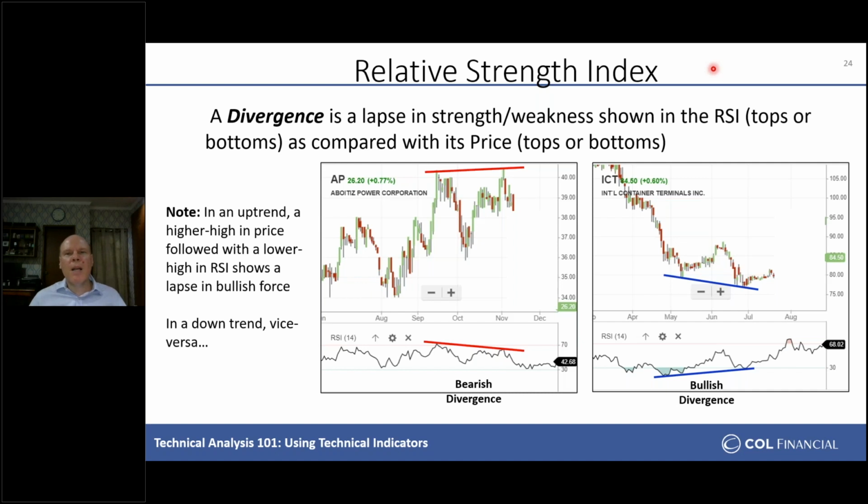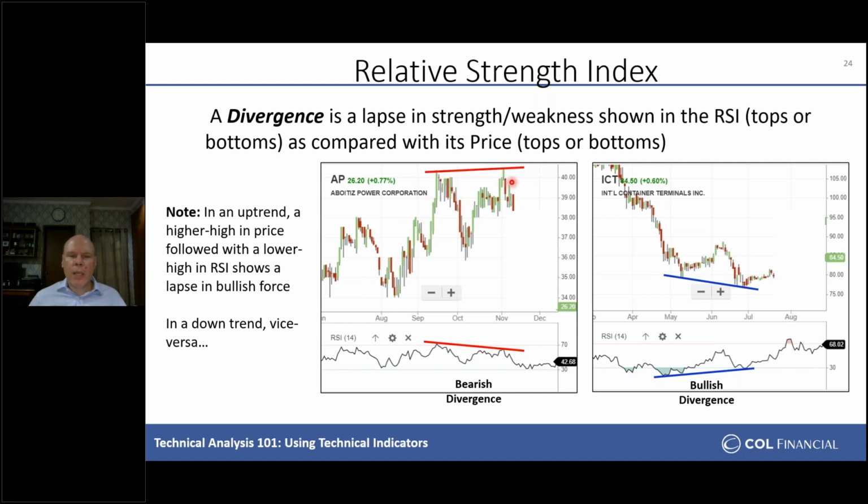And I'll show you an example of how to look for such divergence so it can help you sometimes when you spot it appropriately. Now, divergence is a lapse in strength, or weakness, and it's shown by a signal in the RSI, either in its tops or bottoms, as you compare it against the tops and bottoms of the price of the stock. So let's have a look here.